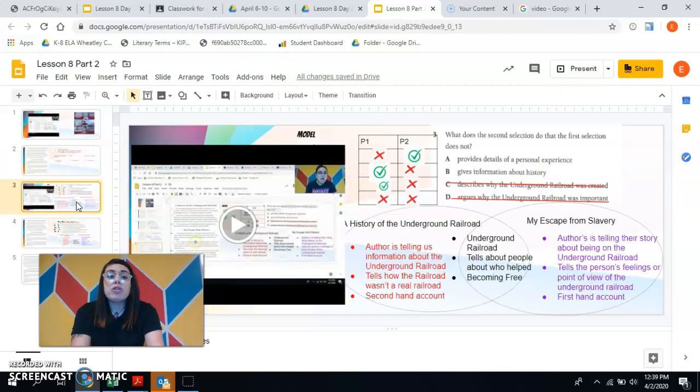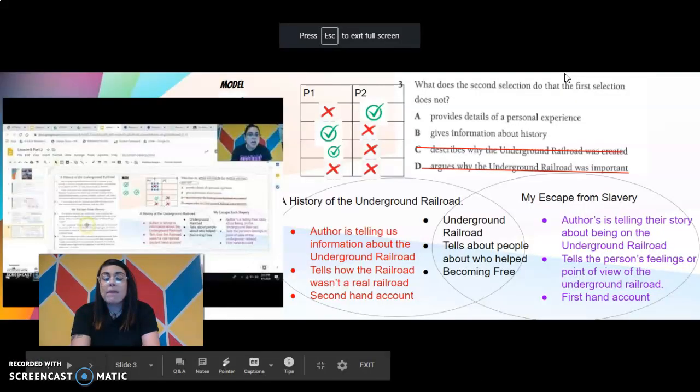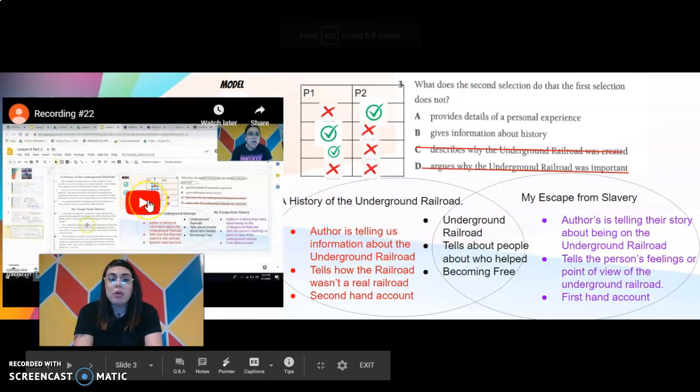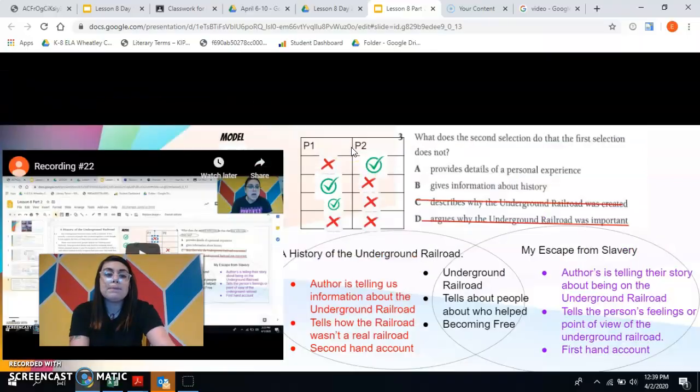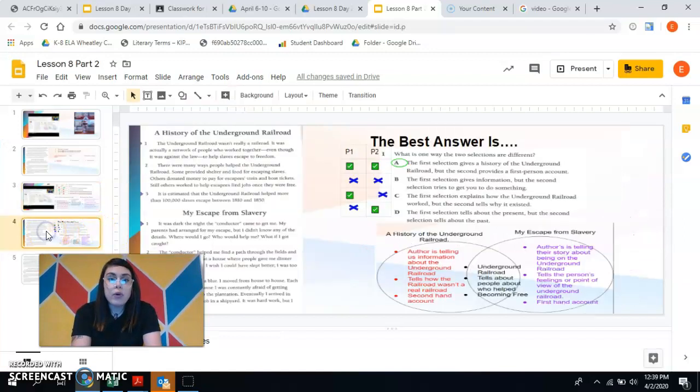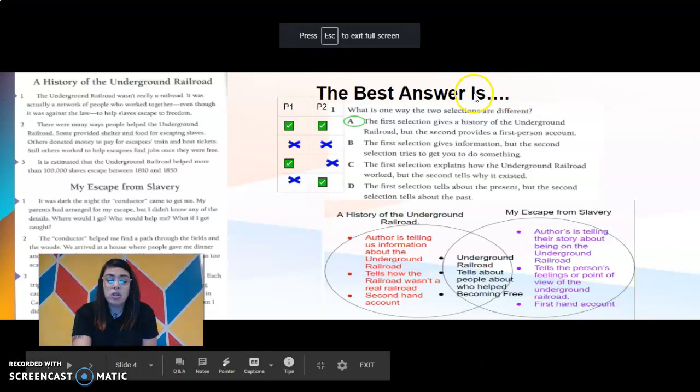Then for slide number 3, there is a model. So once again, you're going to push present. You're going to double click the video. And when you double click the video, you're going to watch what I did to answer question number 3, because we saw that you had a difficult time answering question number 3. And so this is a model on how to answer it using the Venn diagram, using the passage, and using our check mark boxes.